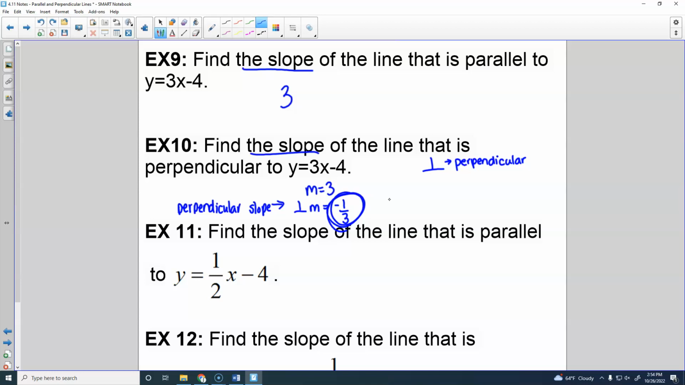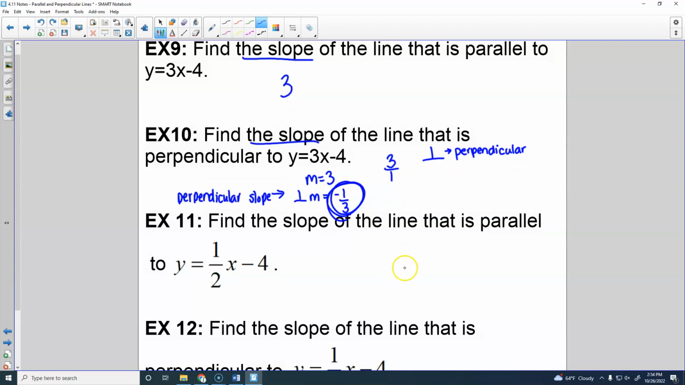Perpendicular, what you're going to do for perpendicular is whatever your original slope was, in this case it was 3, you are going to flip it and change the sign. Since it's not a fraction right now, we just put it over 1, and then you're flipping that, so it's 1/3, and then you have to change the sign. Since it was positive, we make it negative. Okay?